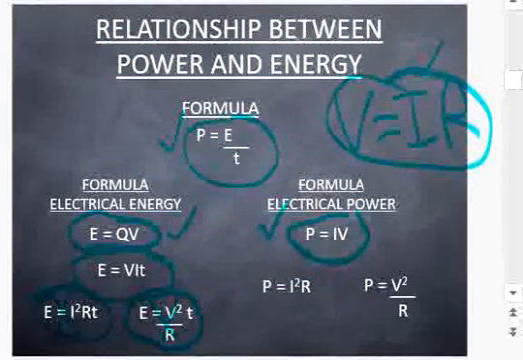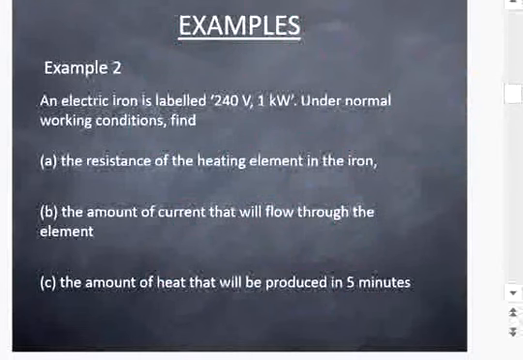I squared R. So actually it's just a combination, but don't worry about that part. The most important thing is the basic formula. So let's take an example. An electric iron is labeled 240 volt, 1 kilowatt, under normal working condition. Find the resistance of the heating element.